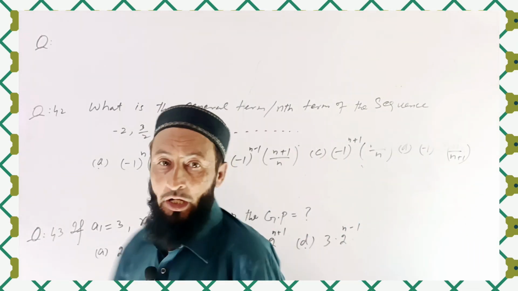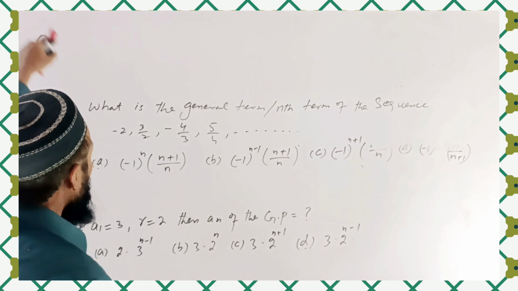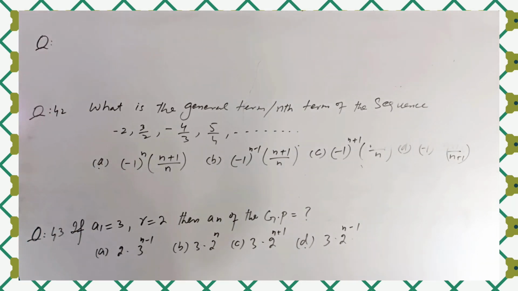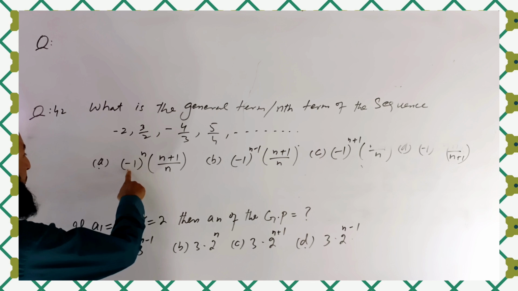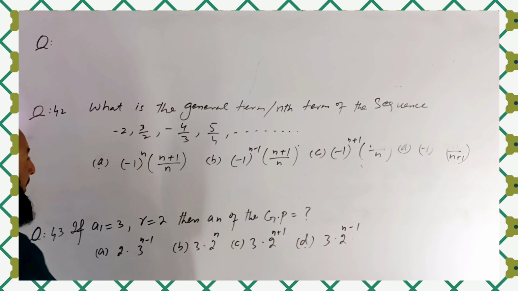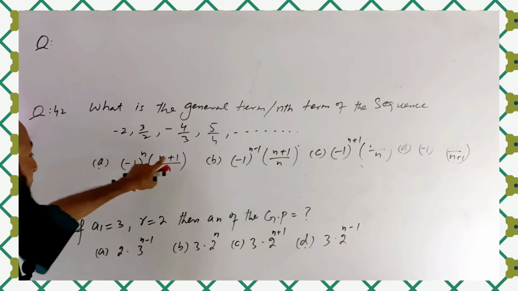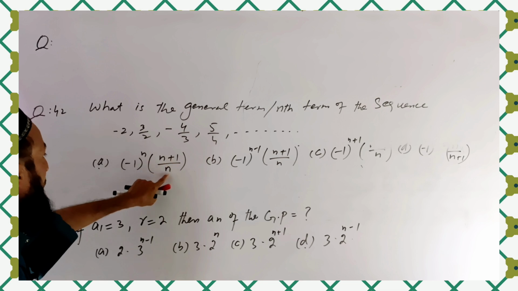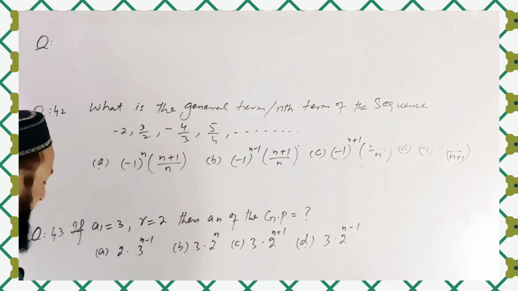Question 42. What is the general or nth term of the sequence is required? Look here, if we put n is equal to 1, we will get minus 1, and 2 divided by 1, we get minus 2. The first result we will get here, so this is the correct answer.